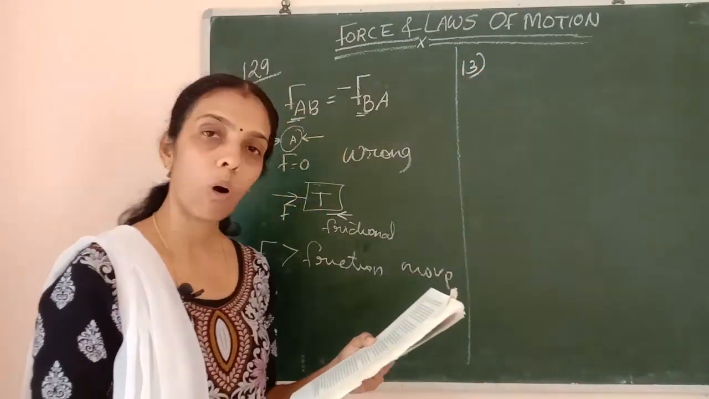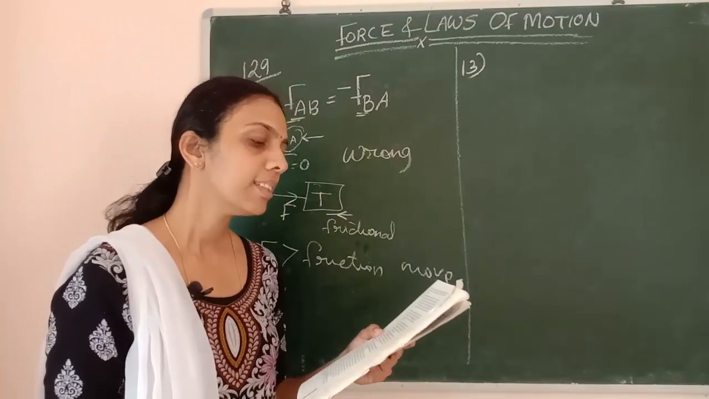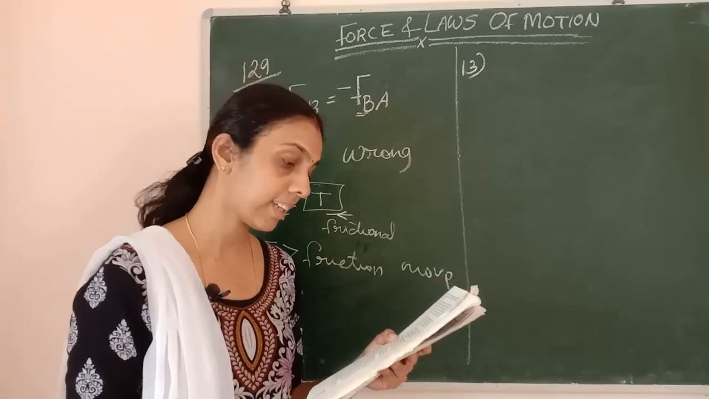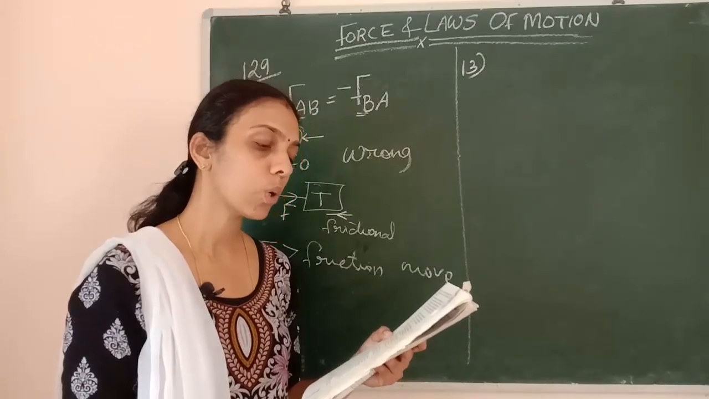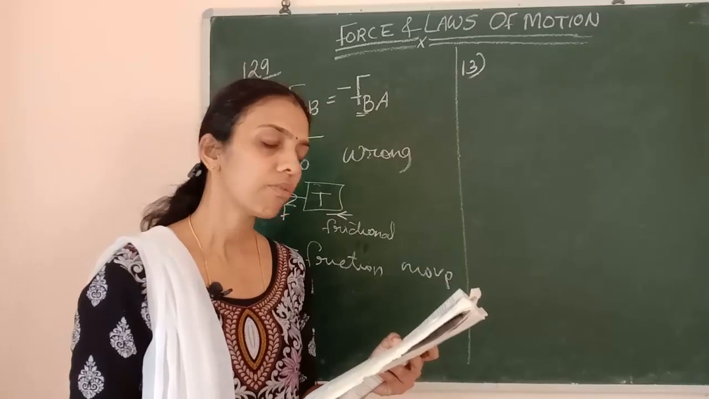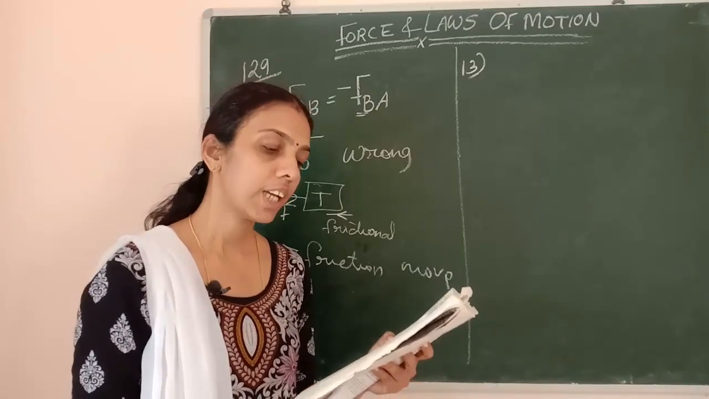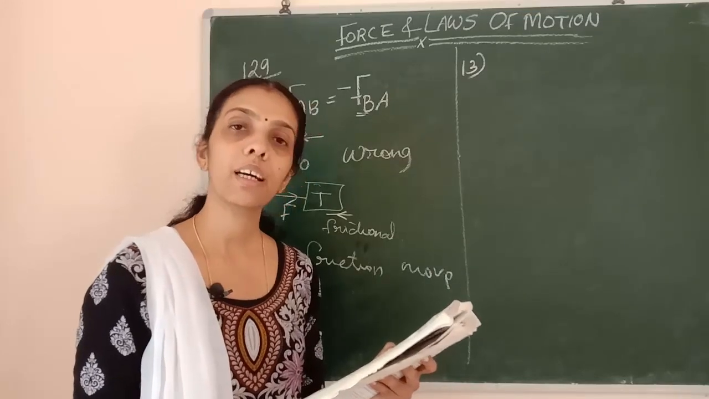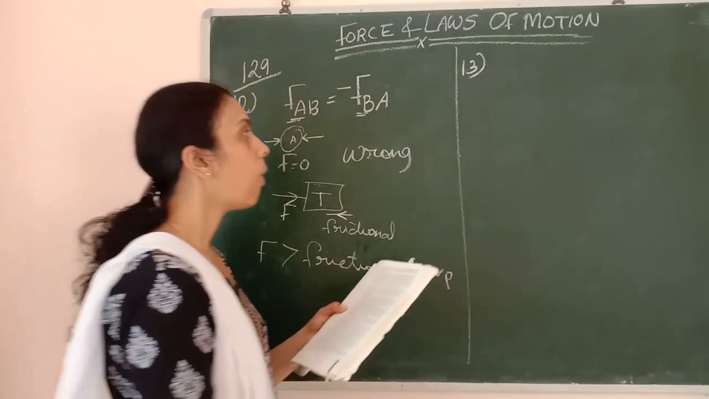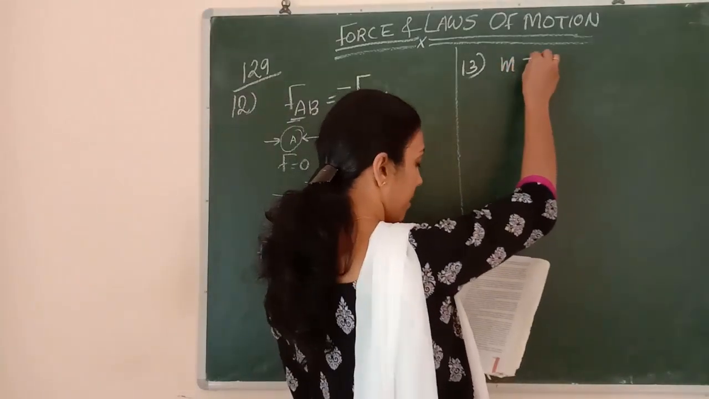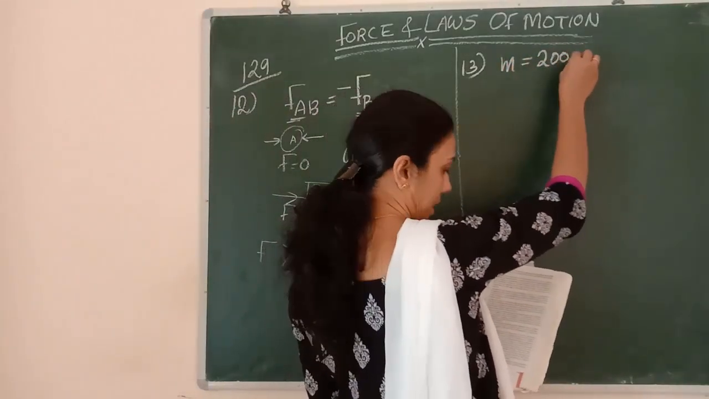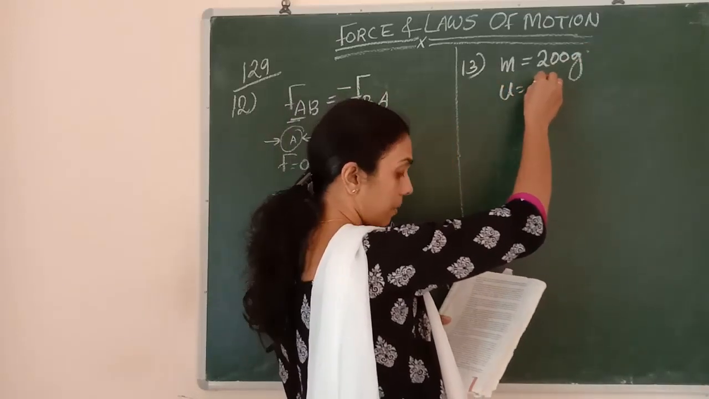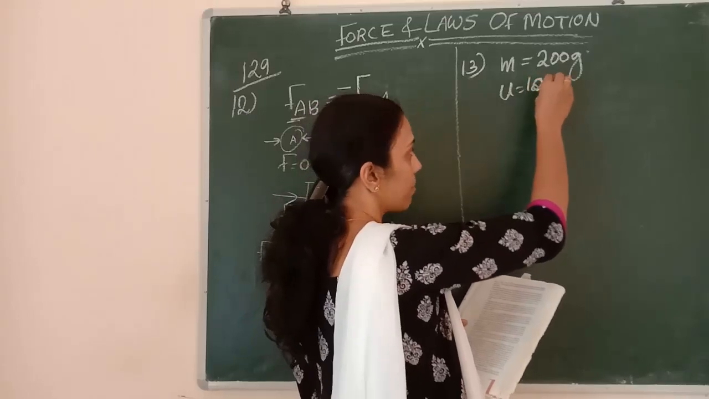A hockey ball of mass 200 gram traveling at 10 meter per second is struck by a hockey stick so as to return it along its original path with a velocity of 5 meter per second. Calculate the change of momentum occurred in the motion of the hockey ball by the force applied by the hockey stick. A hockey ball of mass 200 gram traveling at 10 meter per second.